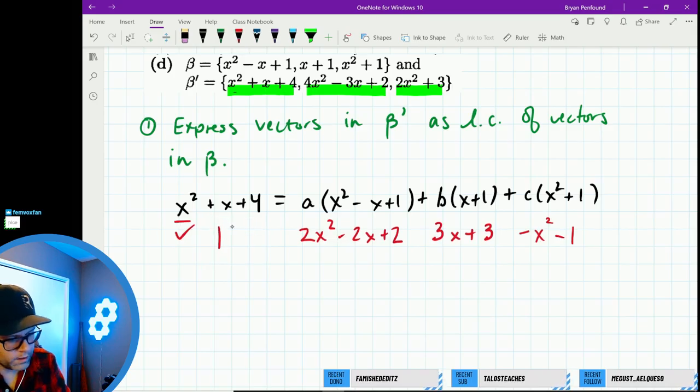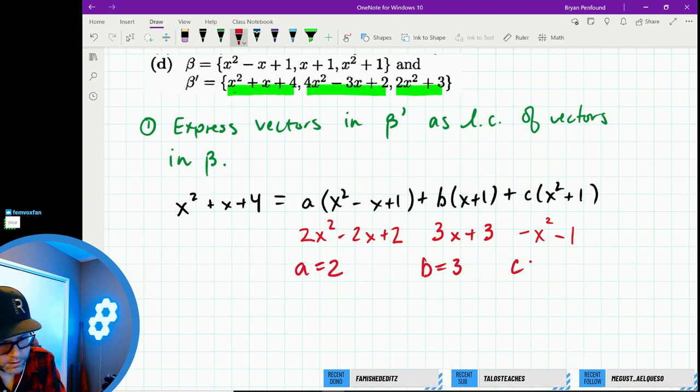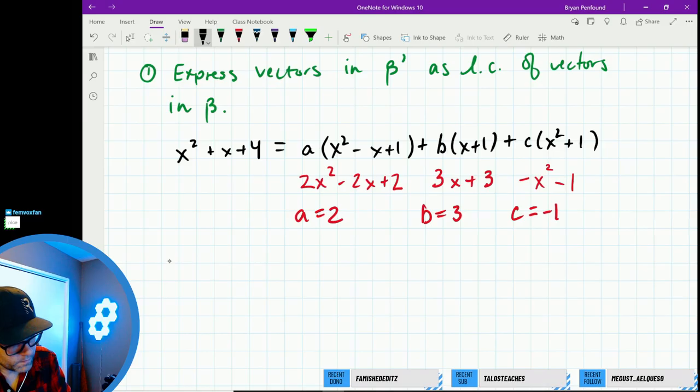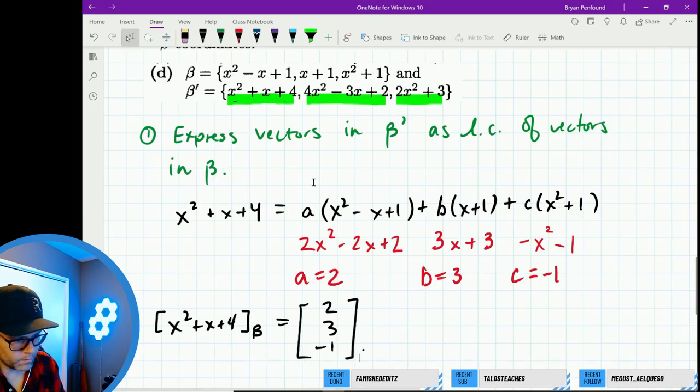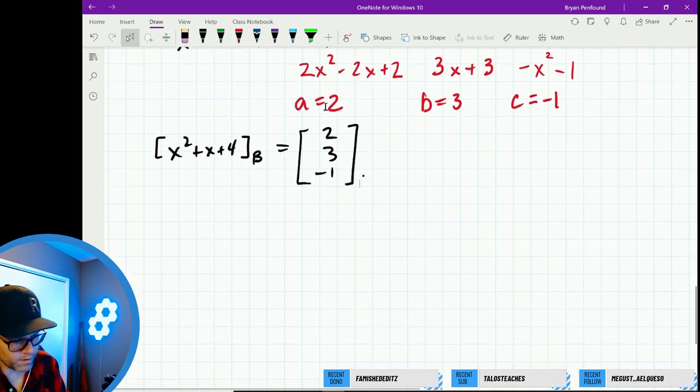Cool, so we can play around a little with the guess and check game. What did we find? We found that A must be equal to 2, B must be equal to 3, and C must be equal to -1. So x squared plus x plus 4, in terms of basis beta, would be the column 2, 3, -1. And then we just repeat this process a couple more times. So 4x squared minus 3x plus 2.